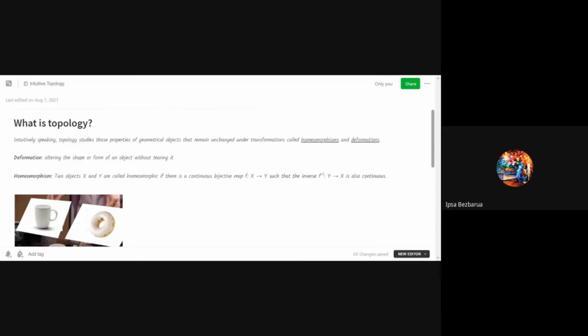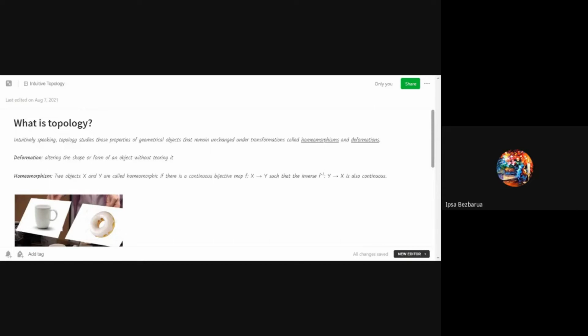And Prasolov gives a very cute, intuitive definition of topology in the preface that I have lifted verbatim. Intuitively speaking, topology studies those properties of geometrical objects that remain unchanged under transformations called homeomorphisms and deformations. So I wrote the definition of homeomorphism here for Varun, but Varun isn't here, so we'll just skip that because we all know it.